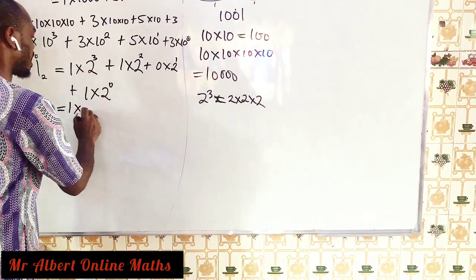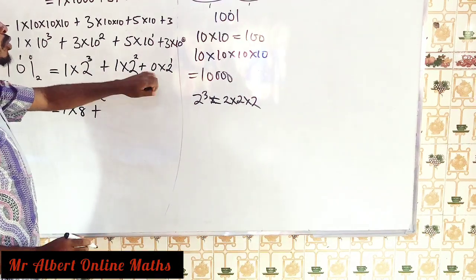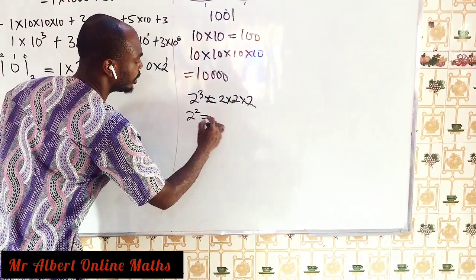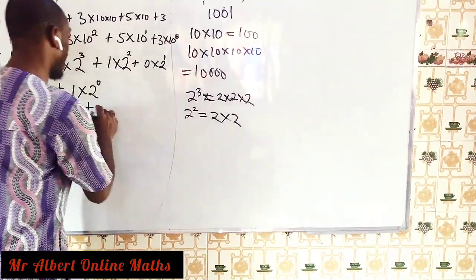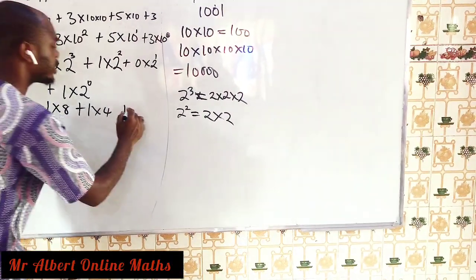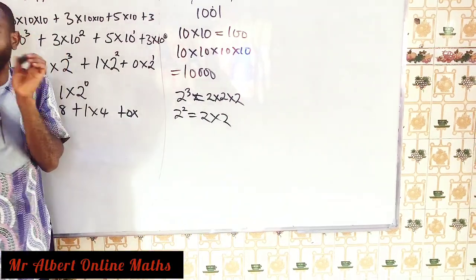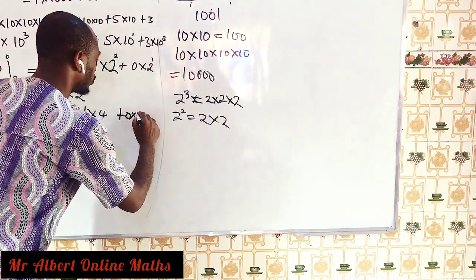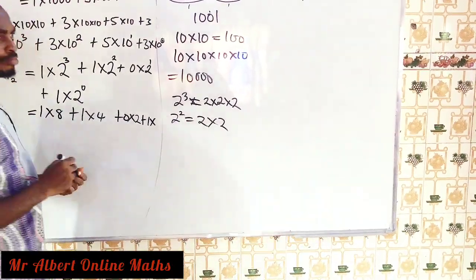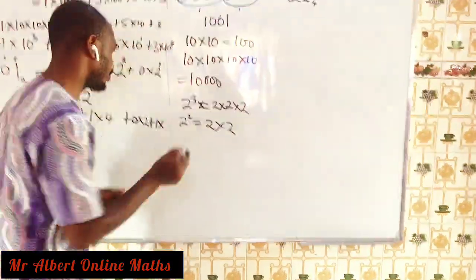So this is the same thing as 1 times 8. The same thing here. 2 raised to the power of 2 is 2 in 2 places, which is 2 times 2. We have 1 times 4. Now we have 0 times 2 raised to the power of 1, which means just 2 in one place, which is what? 2. And finally, 2 raised to the power of 0. I say any number raised to the power of 0 is 1. So we have 1.